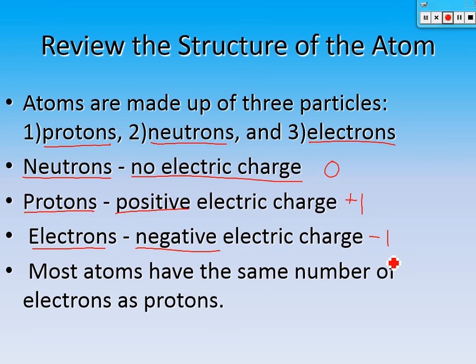And most atoms have the same number of electrons as protons. If you look at carbon on the periodic table up here, carbon has how many protons? It has 6 protons. How many electrons would it have then? How many electrons would a carbon atom have? 6. Yeah, and the 6 protons are positive, so you've got a 6 plus, and the 6 electrons are negative, so you got a 6 minus. So what do you get if you take a positive 6 and subtract 6? A 0. So it's electrically neutral, right?